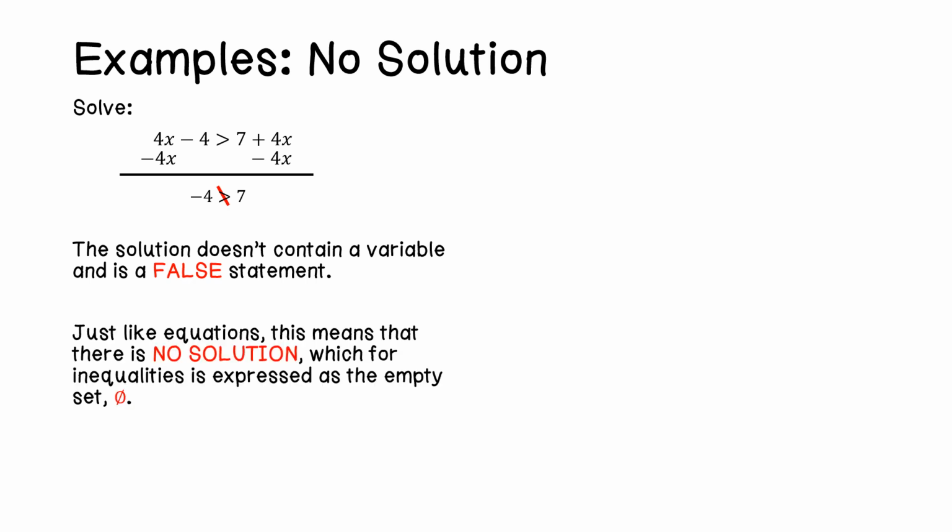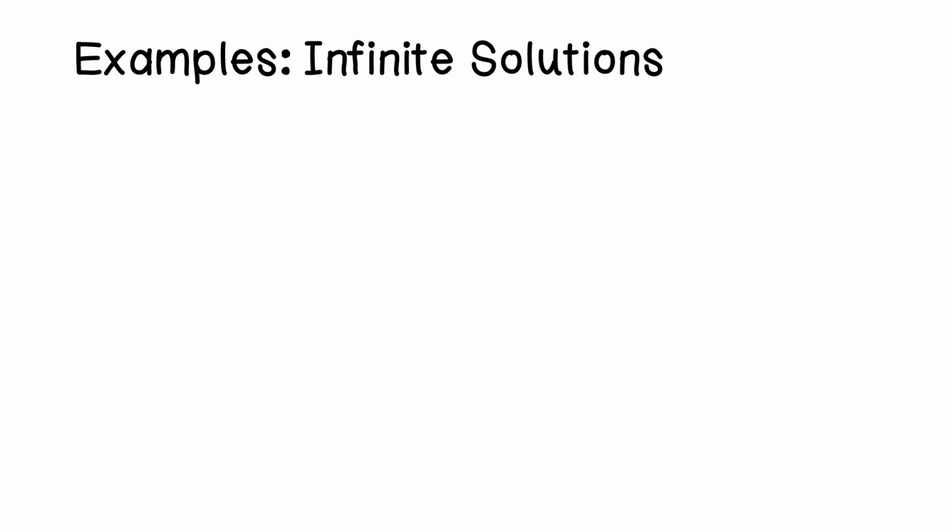just like with equations, this means there is no solution, which for inequalities is expressed as the empty set, which is a 0 with a slash through it. It's not really a 0, it's more of a circle with a slash through it, but whatever. And how do you graph no solution? By not having a graph. You just have an empty graph.